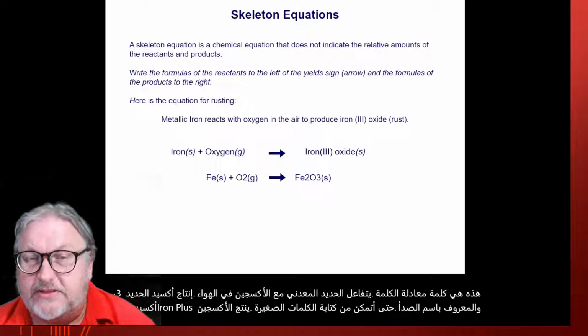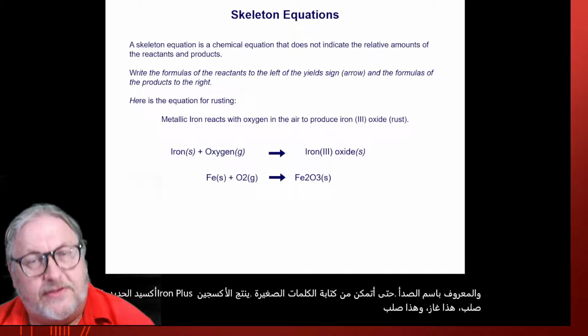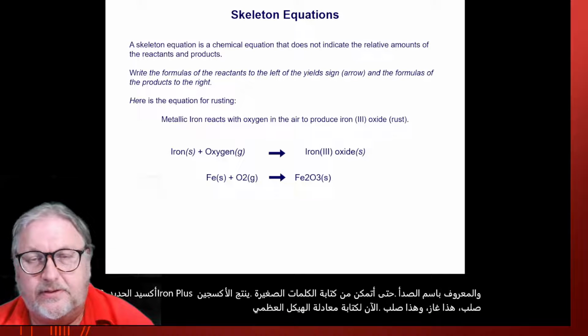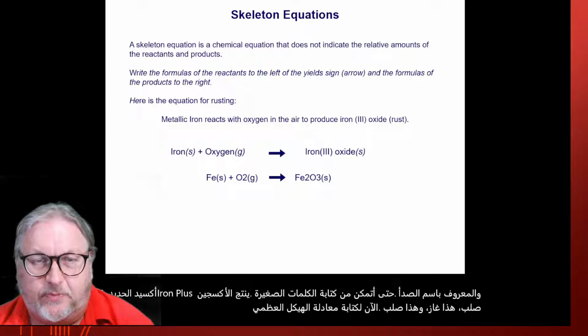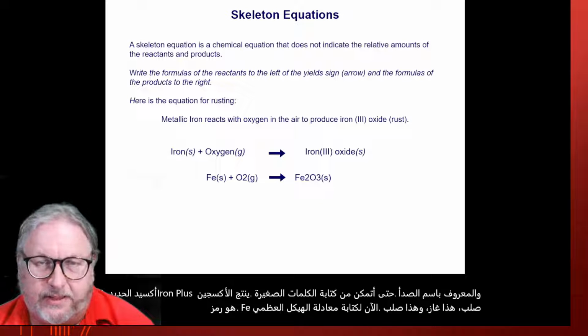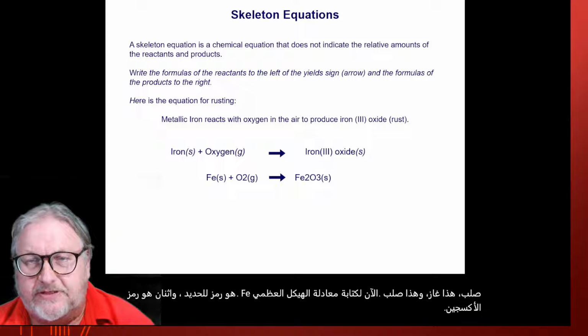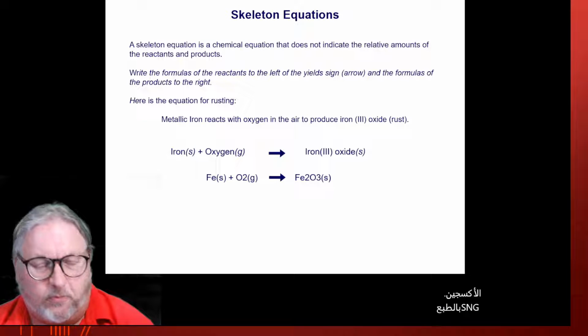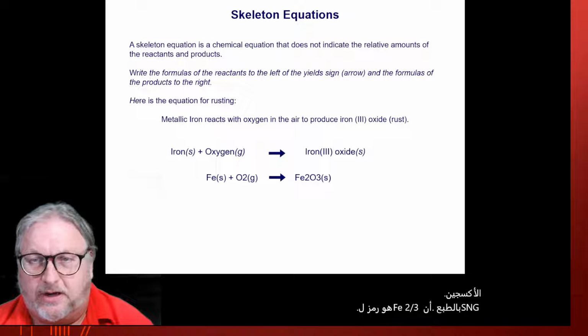Now to write the skeleton equation, Fe is the symbol for iron. O2 is the symbol for oxygen. S and G, of course. Then Fe2O3 is the symbol for rust, or iron 3 oxide.